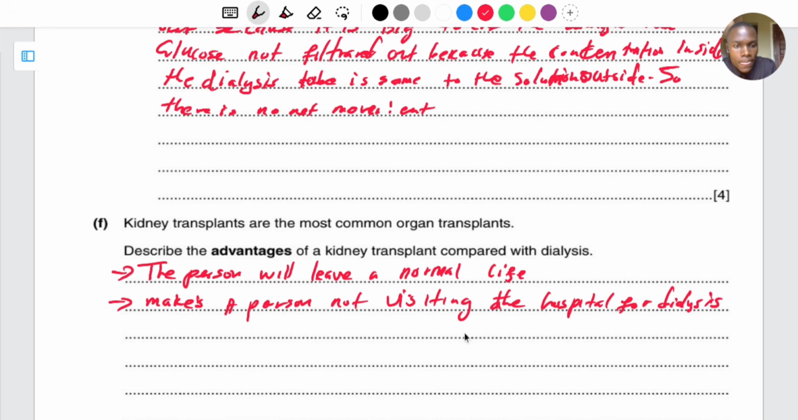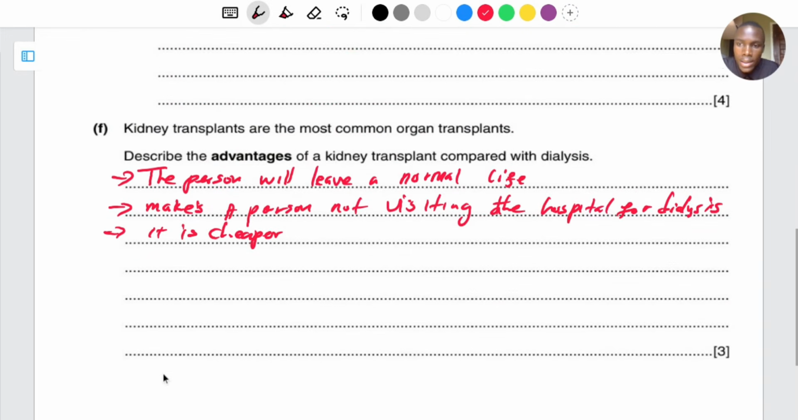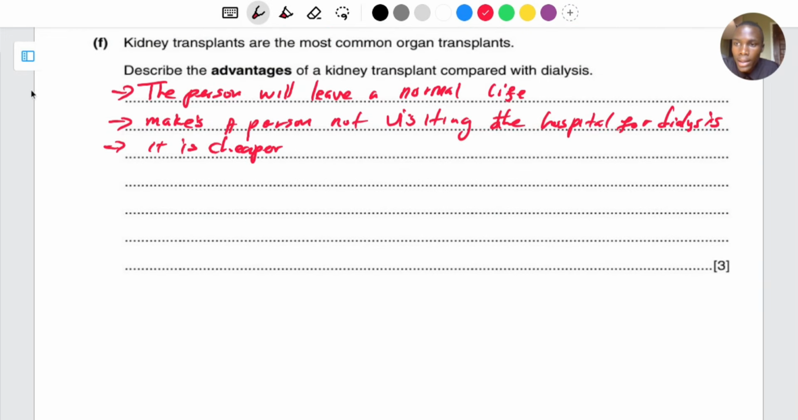And also, you find that when you are using dialysis, it's going to be more expensive throughout your life than when you go for a kidney transplant. Of course, a kidney transplant may seem to be very expensive at first, but once it is done, you never spend any money to do the filtering. So it is cheap in that way. So all those are answers. You just have to answer them like that.